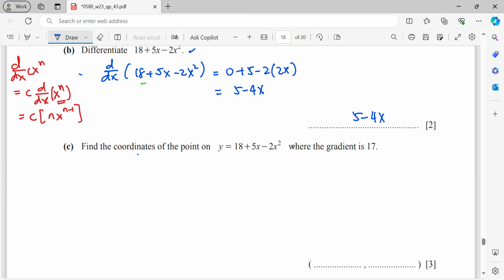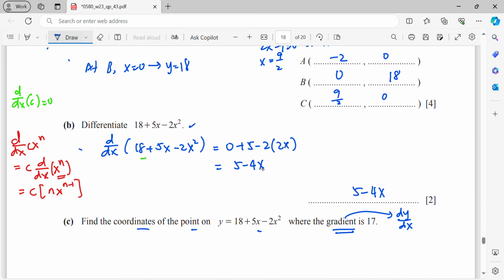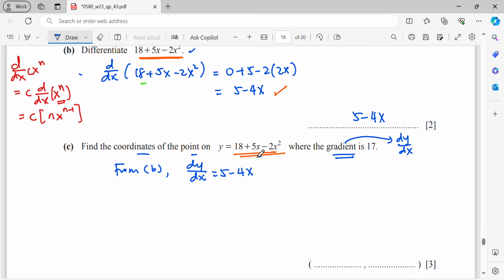Okay, part C, find the coordinates of the points on this curve where the gradient is 17. This gradient is basically referring to dy over dx. Now, look at here. We have found the differentiation in part B. It is the same function. That means this 5 minus 4x is our dy/dx. So from B, dy/dx is 5 minus 4x. And now given the gradient is 17, so given dy/dx equals 17.